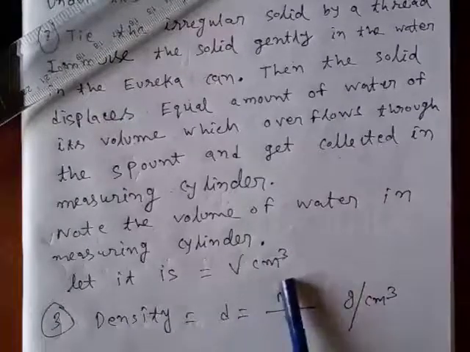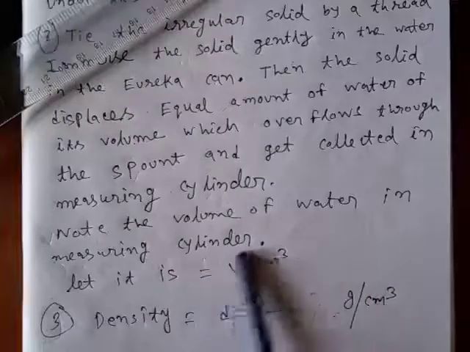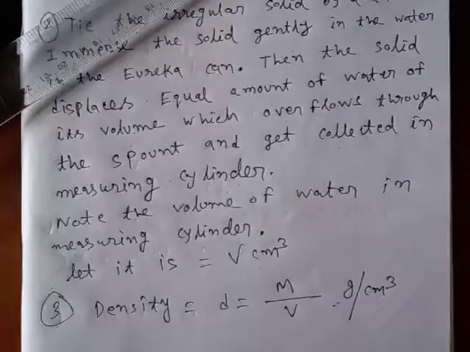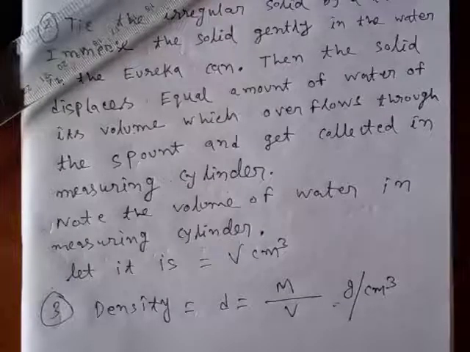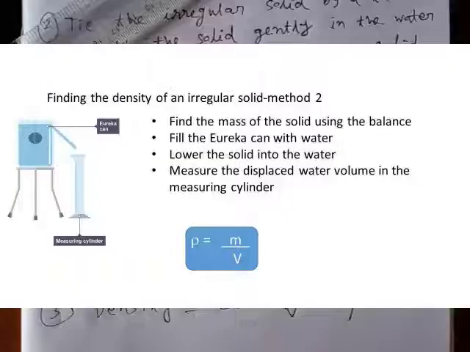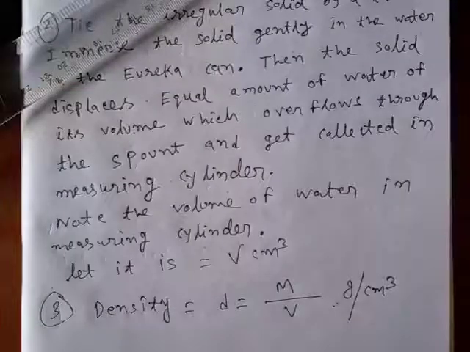Okay. So that is the volume of the irregular solid, V centimeter cube, and then you calculate the mass of the irregular solid by using a beam balance. Then use the formula D equals m by V, and we can easily get the density of that irregular solid. Okay. Thank you.